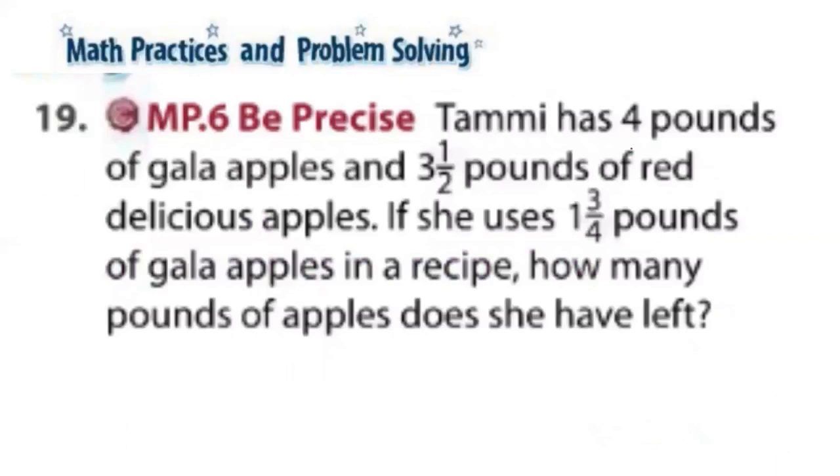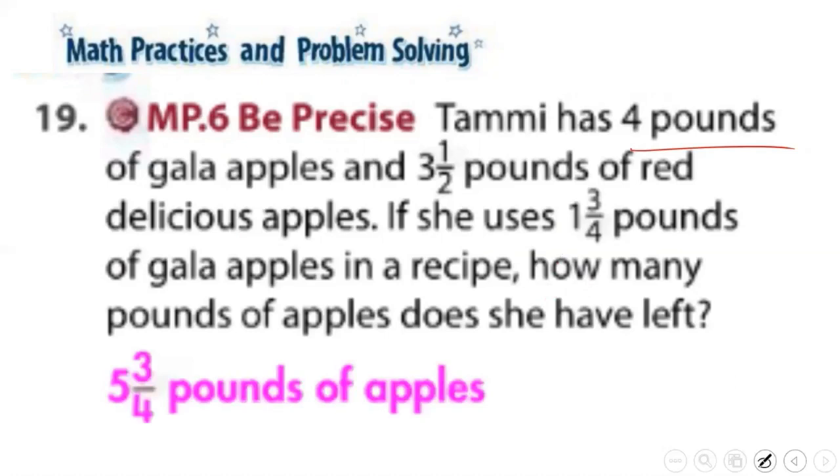Tammy has 4 pounds of yellow apple and 3.5 pounds of red delicious apple. If she uses 1 and 3 over 4 pounds of black apple in a recipe, how many pounds of apples does she have left? Okay, 5 and 3 over 4 pounds. Okay, copy the answer, everybody, and move to another part.